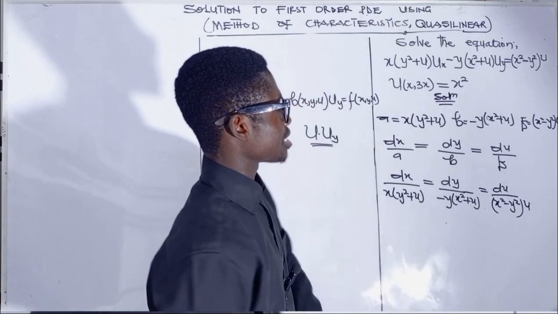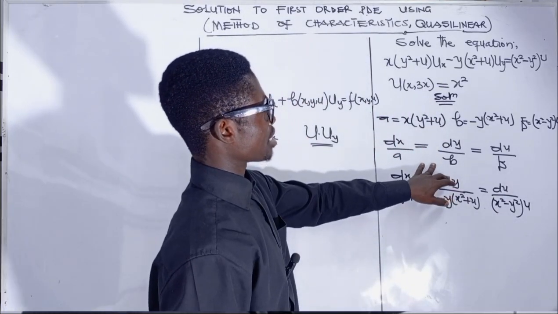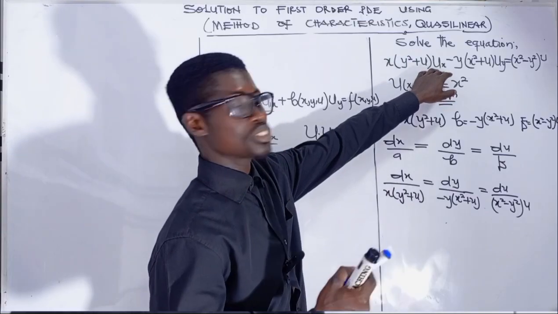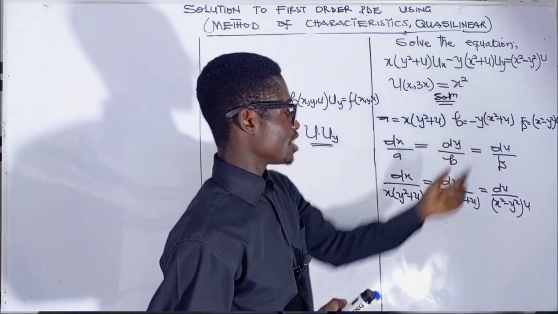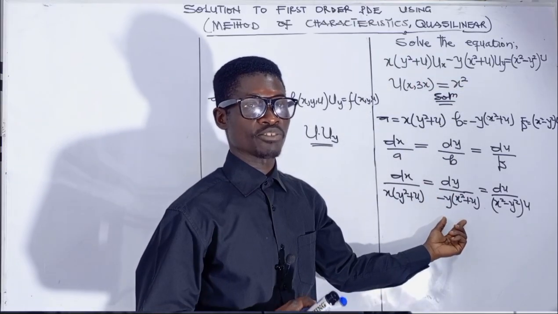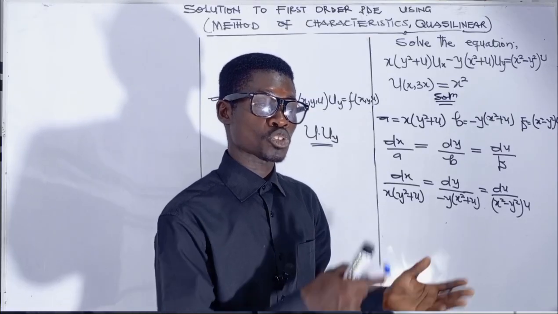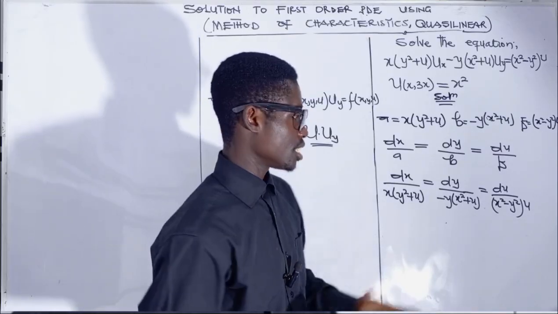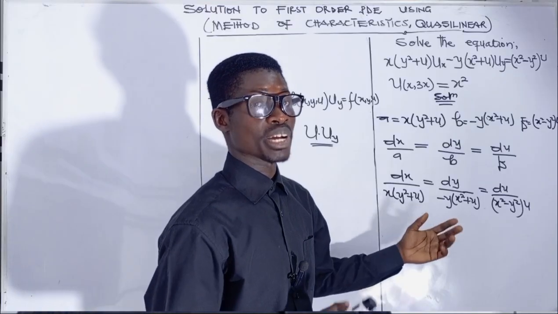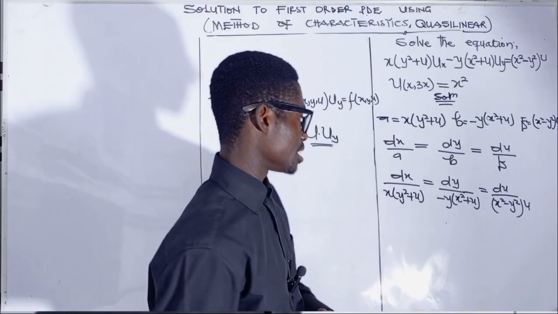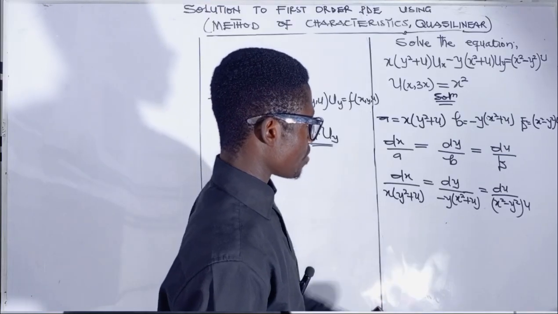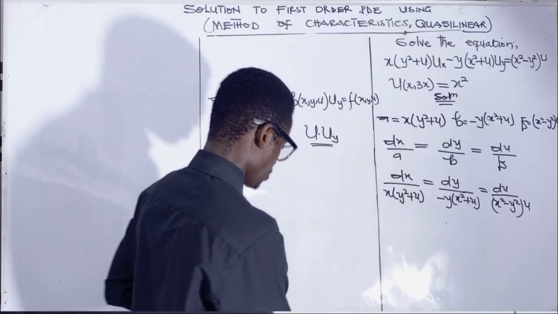So you can see that the method of characteristics has converted or has reduced the PDE into an ordinary differential equation form. And in that case, we can make use of any method that we know for solving ordinary differential equations to solve this. And we can also use our simple integrating technique. Very, very easy and simple.